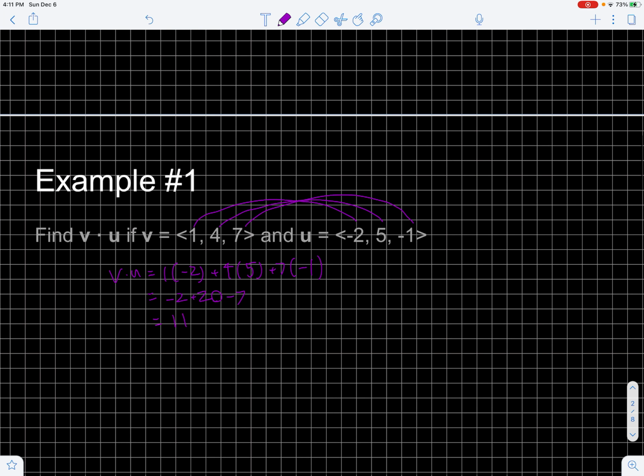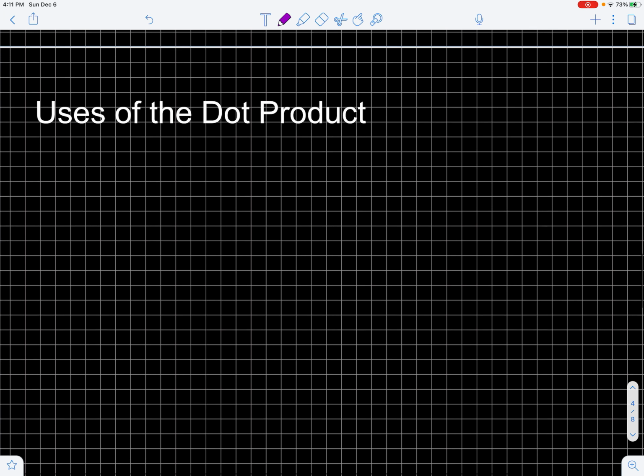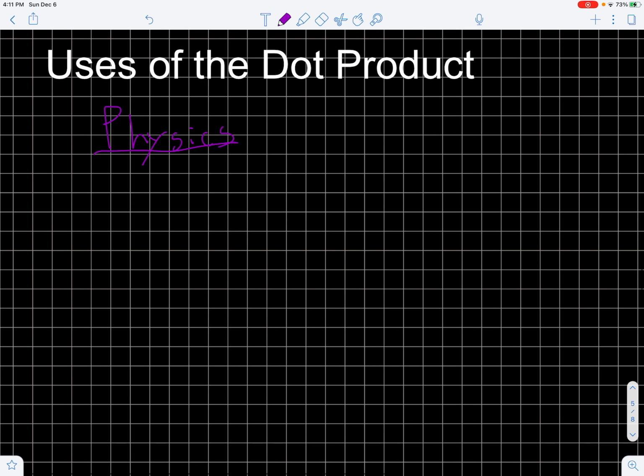All right. Uses of the dot product. Seems like we kind of just made this thing up, and we did, but it is a very useful tool. For starters, you've got physics. It has two really big uses in physics. One of them you've probably already encountered.